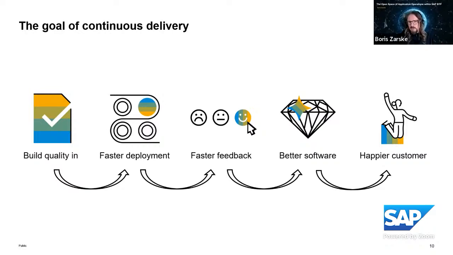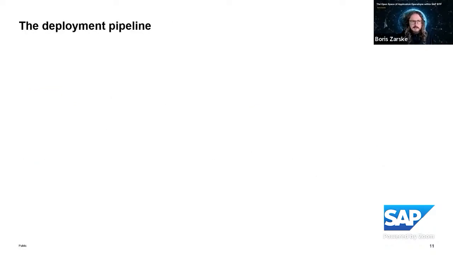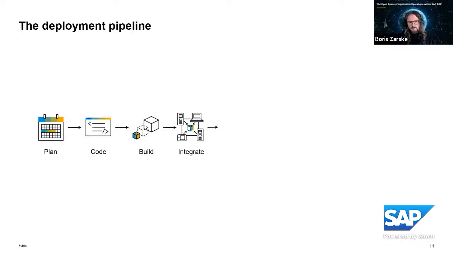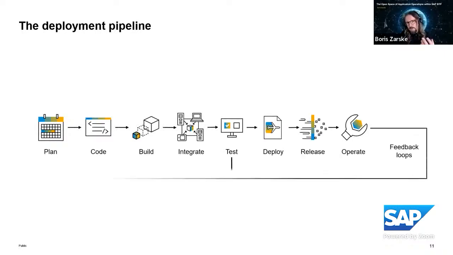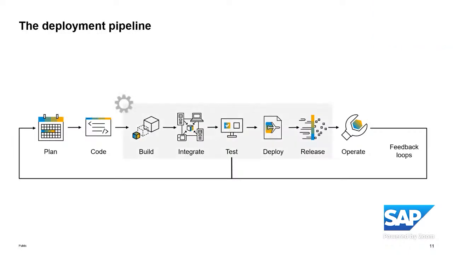And how shall we do that now? For that, let's take a brief look at the deployment pipeline, where you come up with a requirement, develop it, perform builds, perform tests on different levels, deploy it and release it to production, and then operate it. And with that, close several feedback loops. So the idea is quite simple: to automate large parts of this deployment pipeline.